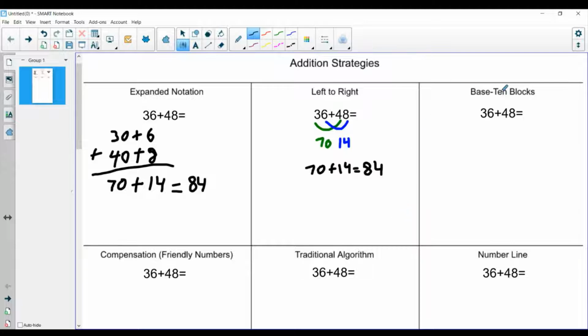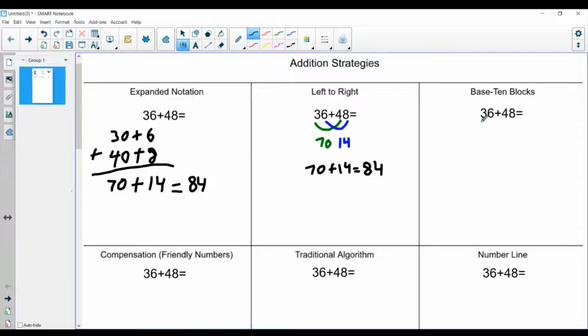Base 10 blocks is the next strategy. For base 10 blocks, what you would do is show the base 10 blocks for each addend. An addend is a number that you are adding together to create a sum. A sum is the result that you get from adding two numbers together.